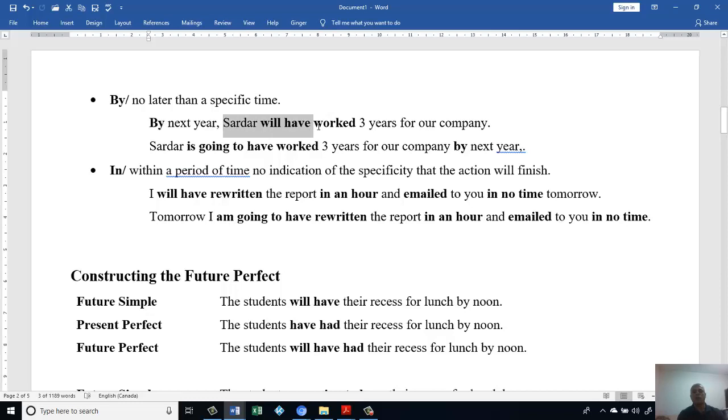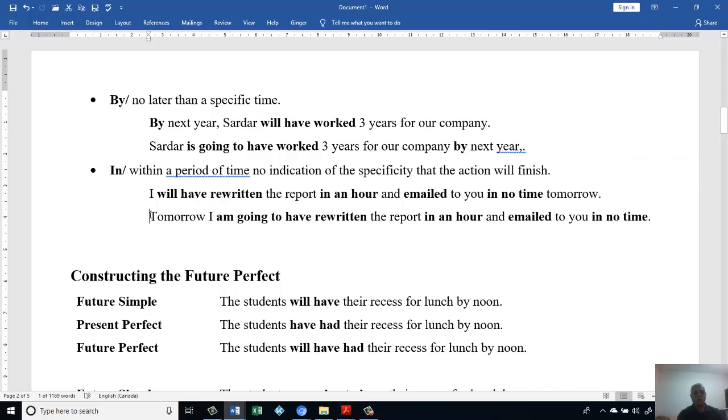Sardar will have worked 3 years for our company. The second one, Sardar is going to have worked 3 years for our company by next year. Sometimes we say "in" or "within" a period of time, with no indication of the specificity that the action will finish. For example, I will have written the report in an hour and email it to you in no time tomorrow.